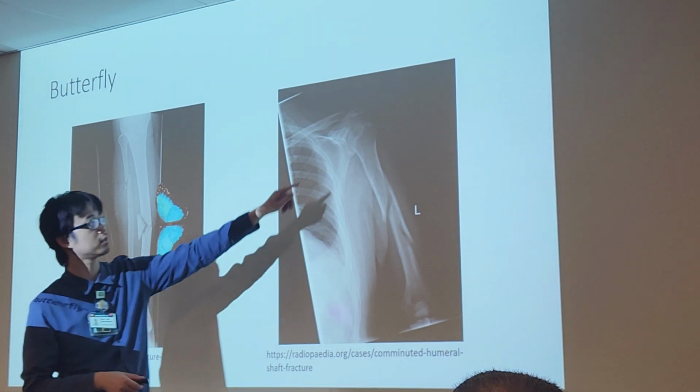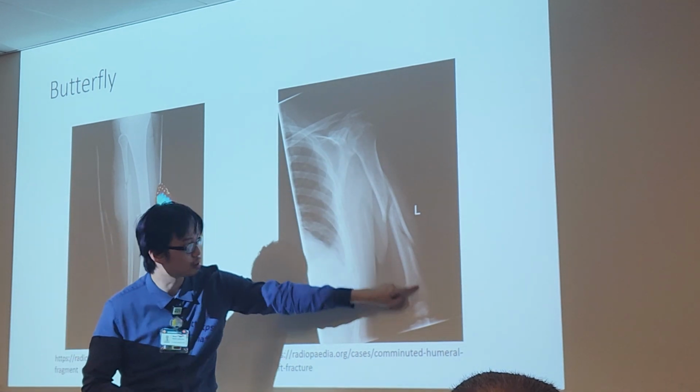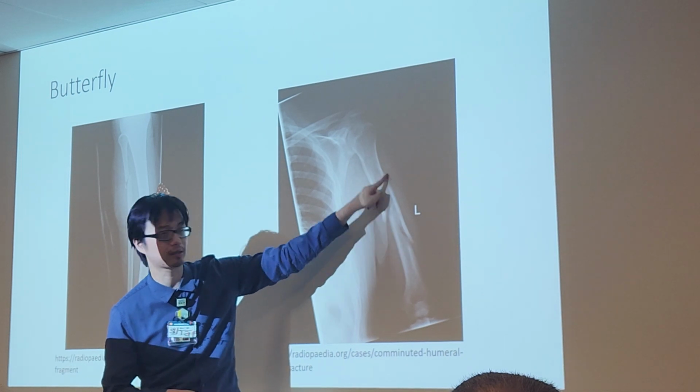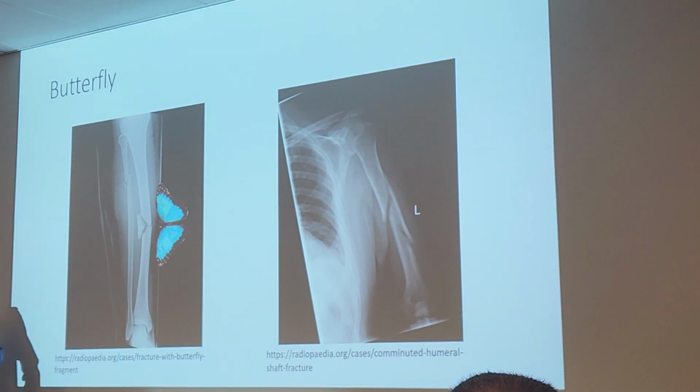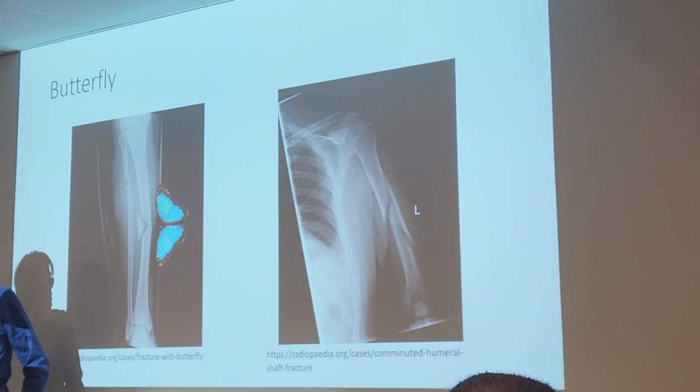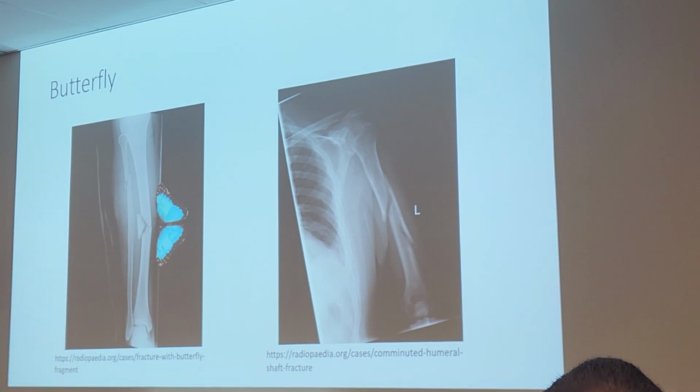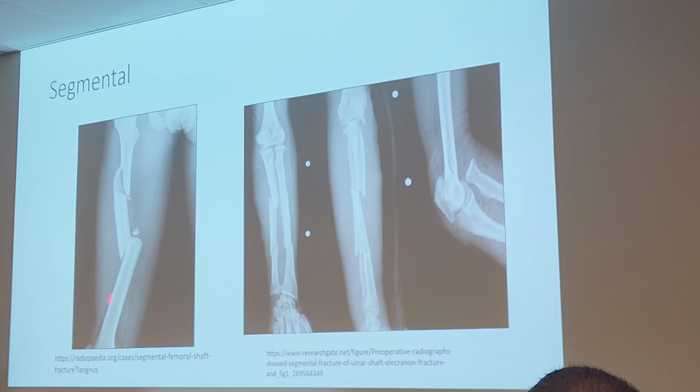Okay, so same thing over here. You see the proximal piece here, distal piece here, and then there's this fragment right here. So that'll be segmental. The one before, we call this butterfly. But that has three pieces. This middle piece is a triangle. But segmental is like three tubes.